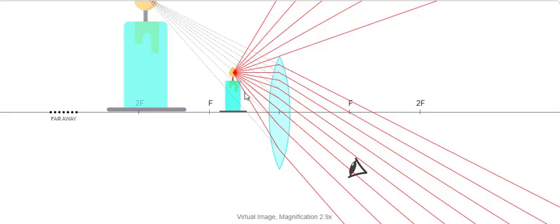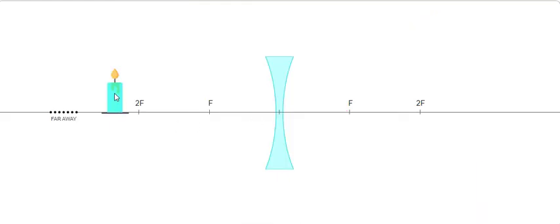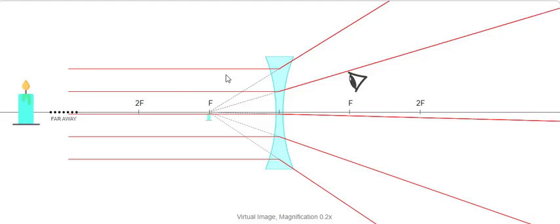Before we end this video, let us also look at simulation for a concave lens. So in a concave lens, let us see we keep the object at infinity. The rays diverge, as we know, and we can see over here a virtual image gets formed at the focus. Magnification 0.2x. That means it's a smaller image, smaller than that. And you can remember there's no negative sign. That means it's an erect image.